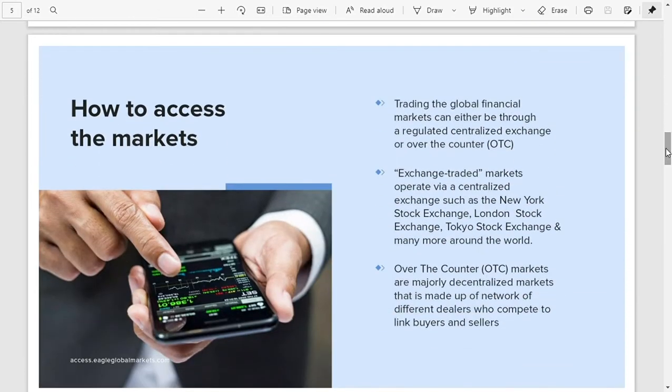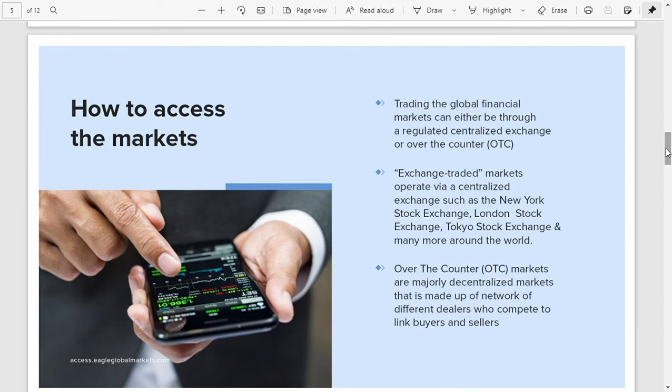How to access the markets? Trading in global financial markets can either be through a regulated centralized exchange or over the counter. Exchange traded markets operate via a centralized exchange such as New York Stock Exchange, London Stock Exchange, Tokyo Stock Exchange, and many more around the world. Over the counter markets are generally decentralized markets that are made up of a network of different dealers who compete to link buyers and sellers.